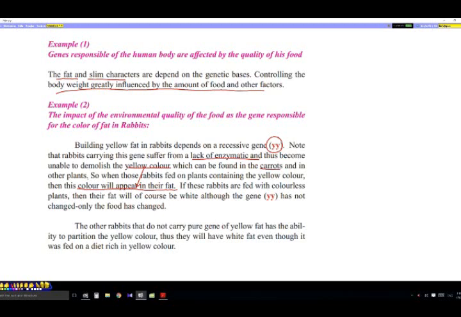So the rabbits which have the recessive genes are unable to break down the color in food, and the color of their fat, which is a phenotypic trait, changes according to what kind of food, which is an environmental factor. The other rabbits that do not carry the pure gene for yellow, but carry what? Pure dominant or hybrid. They have the ability to digest the yellow color. Thus, they will have white fat, even though they feed on a diet rich in yellow color.